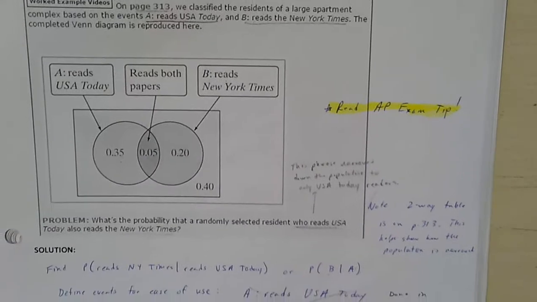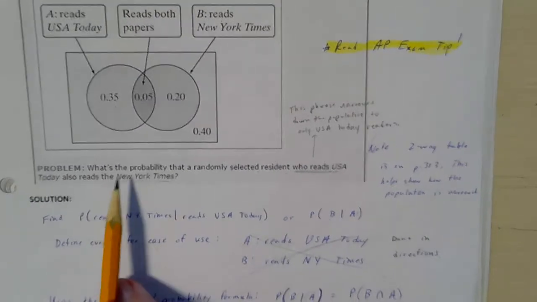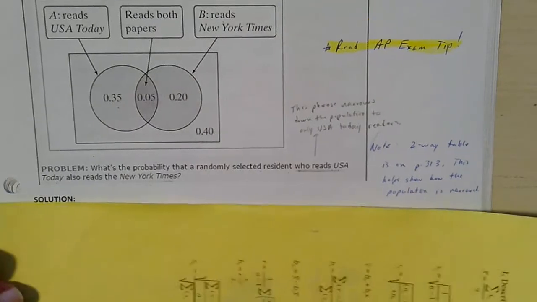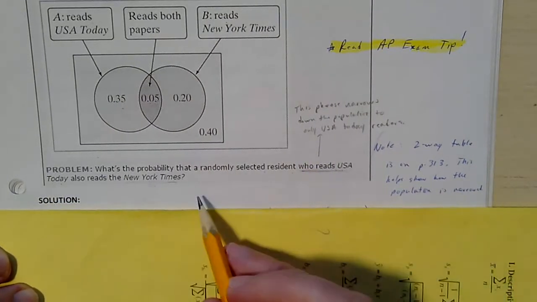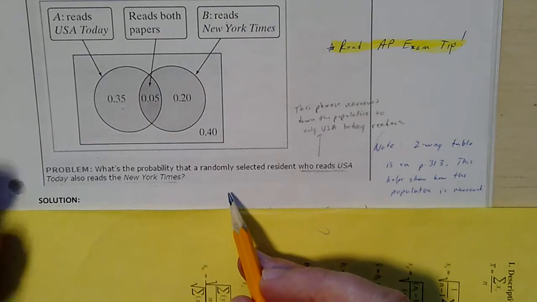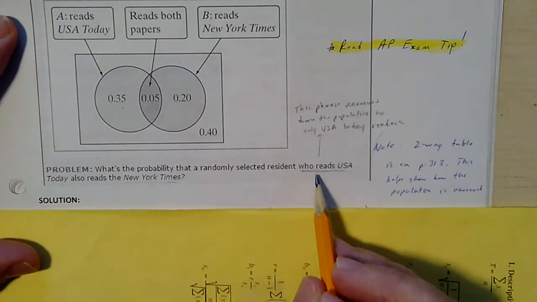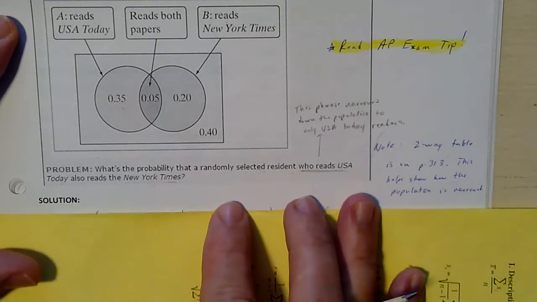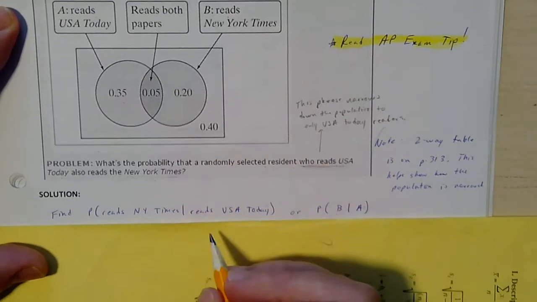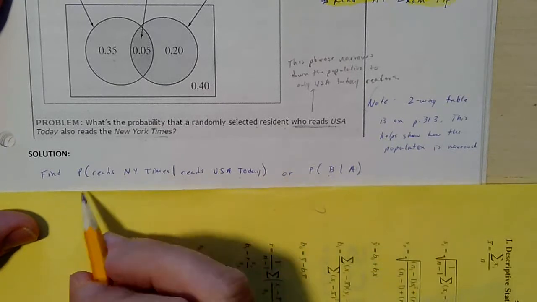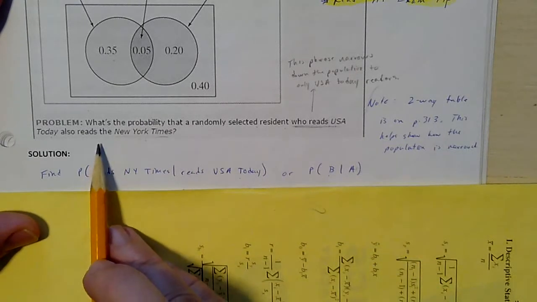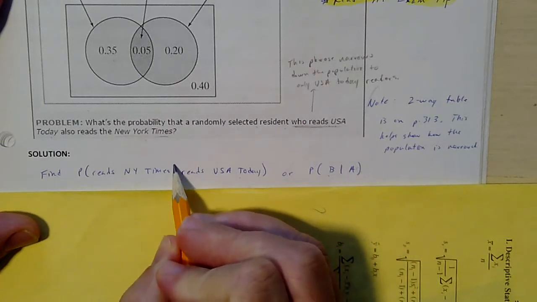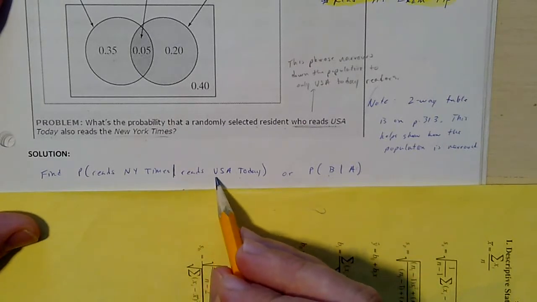All right, here's the question. What's the probability that a randomly selected resident who reads USA Today also reads the New York Times? So that's given. Who reads USA Today? That's the given information. So we should write it down like this. Find the probability that they read the New York Times given that they read USA Today.